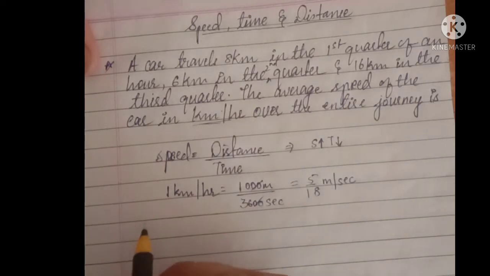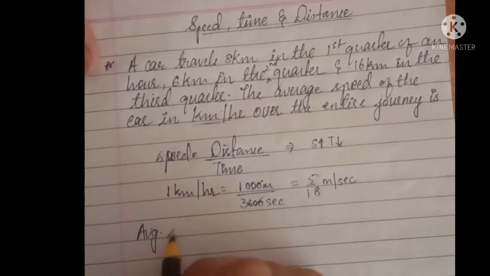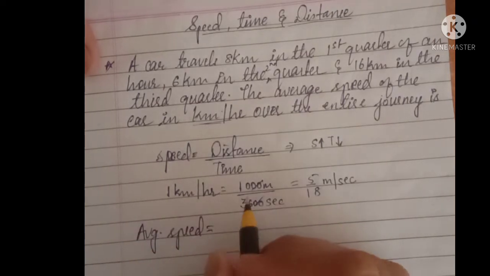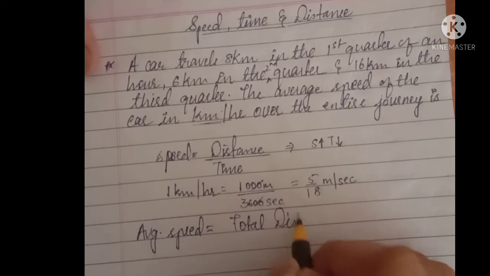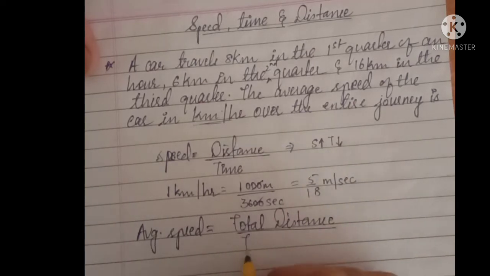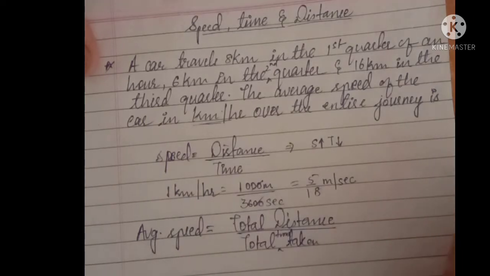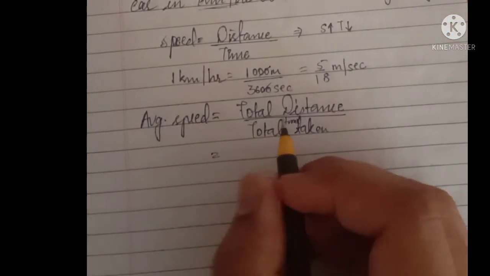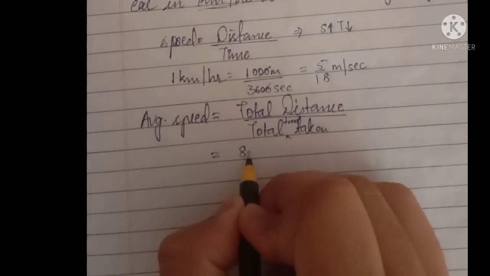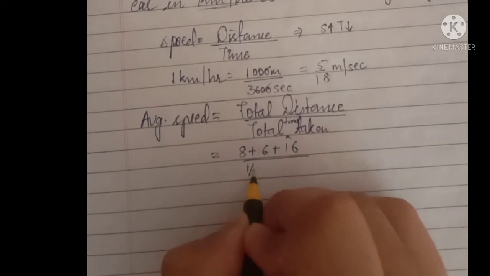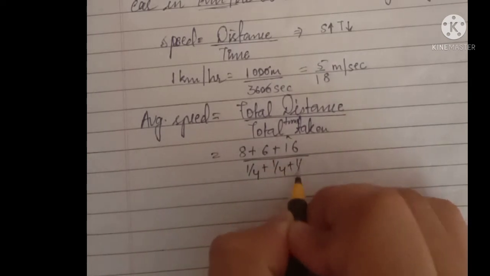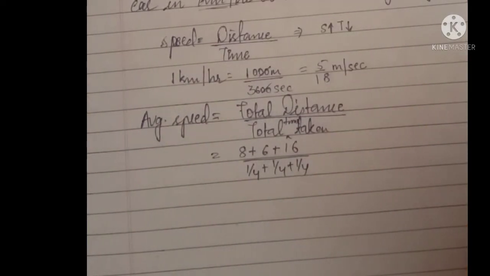So average speed is always total distance traveled by the car upon total time taken by the car. Understood? So how much distance did the car travel? 8 km in the first quarter of an hour plus 6 plus 16, the total distance the car travels. Quarter of an hour means 1/4 of an hour, 1/4 of an hour, 1/4 of an hour. I think this is clear, right?